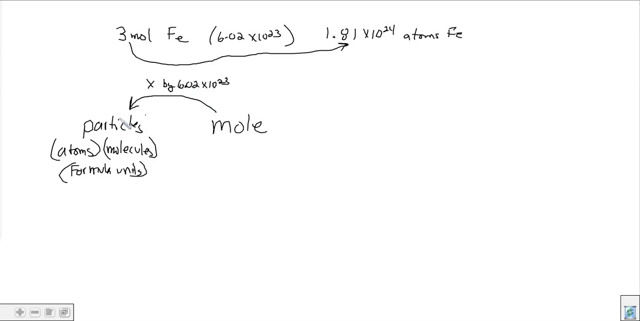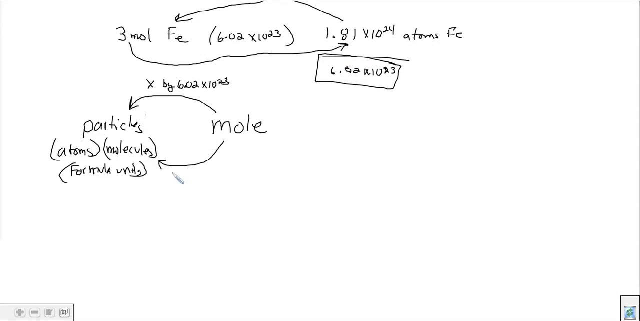What if I go the other way? What if I said I want to turn those atoms back into moles? Well, to get back from there, you would say, how many times does 6.02 times 10 to the 23rd fit into that? Just like the dozen thing. If I give you 24 eggs, how many dozen is that? Well, how many times does 12 fit into that? It's 2. So since this is the number for mole, then we would divide. So if I'm going back from particles to moles, then I would divide by 6.02 times 10 to the 23rd. All right?